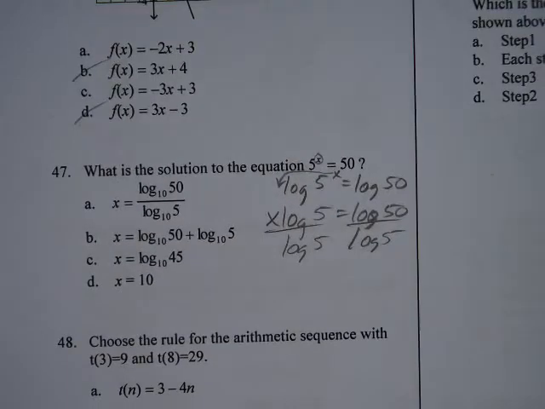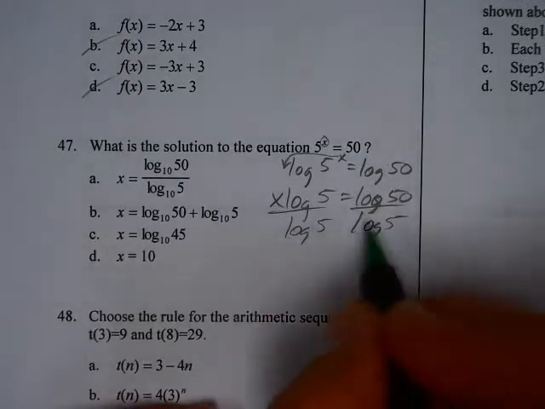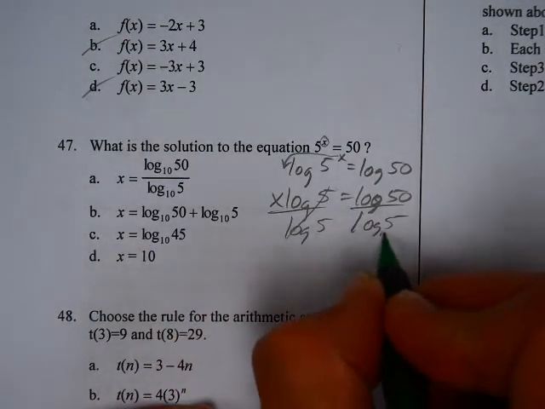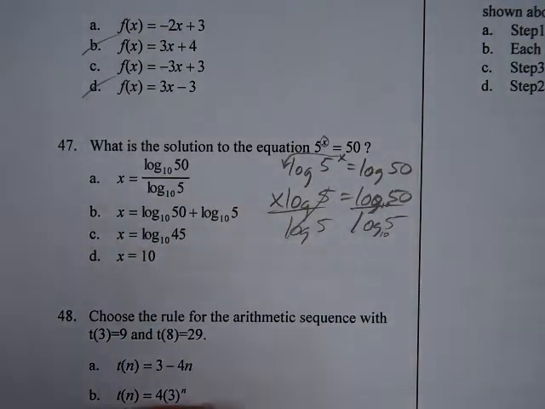And you might say, well, wait a second here. What kind of log are we dealing with? And this one here has a little 10. Well, if you didn't write it down, then it's assumed that it's a 10. And so that's why the answer here is A.